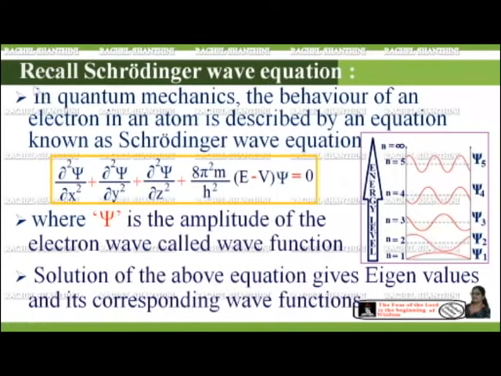Before getting into today's concept, let us recall Schrödinger wave equation. In quantum mechanics, the behavior of an electron in an atom is described by an equation known as Schrödinger wave equation. In this Schrödinger wave equation, the Greek letter psi is the amplitude of the electron wave called wave function. Solution of the above equation, that is the Schrödinger equation, gives eigenvalues and its corresponding wave function.